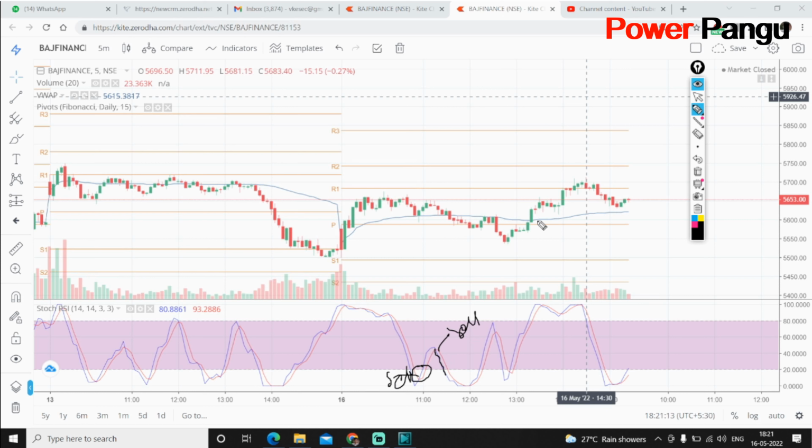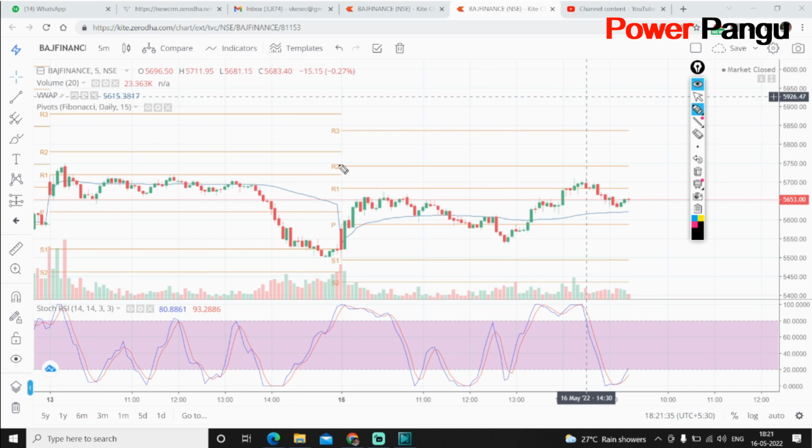If VWAP shows a long signal, we will also double confirm whether the stochastic RSI is showing a buy signal, that is, the blue line is cutting above the red line and trying to go up. If VWAP is giving buy but stochastic RSI is not giving long, we will not trade anything.